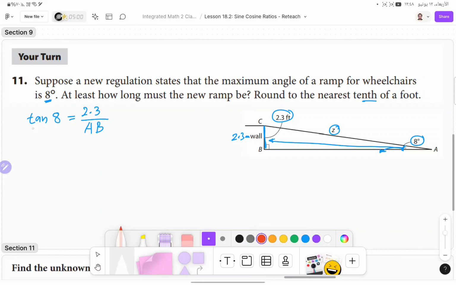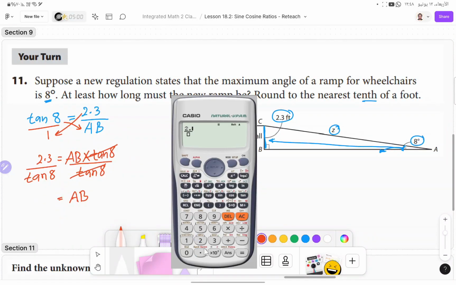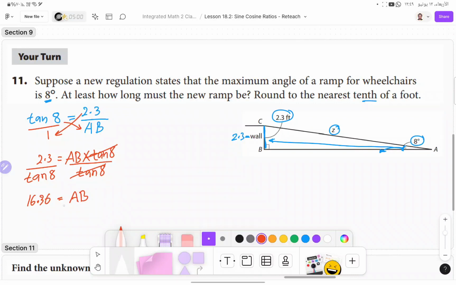To find AB, I need to cross multiply: 2.3 equals AB times tan 8. To isolate AB, I have to divide by tan 8 on both sides. Then I cancel this. So AB is equal to 2.3 divided by tan 8, which is 16.36, or you can just round it to 16.4.